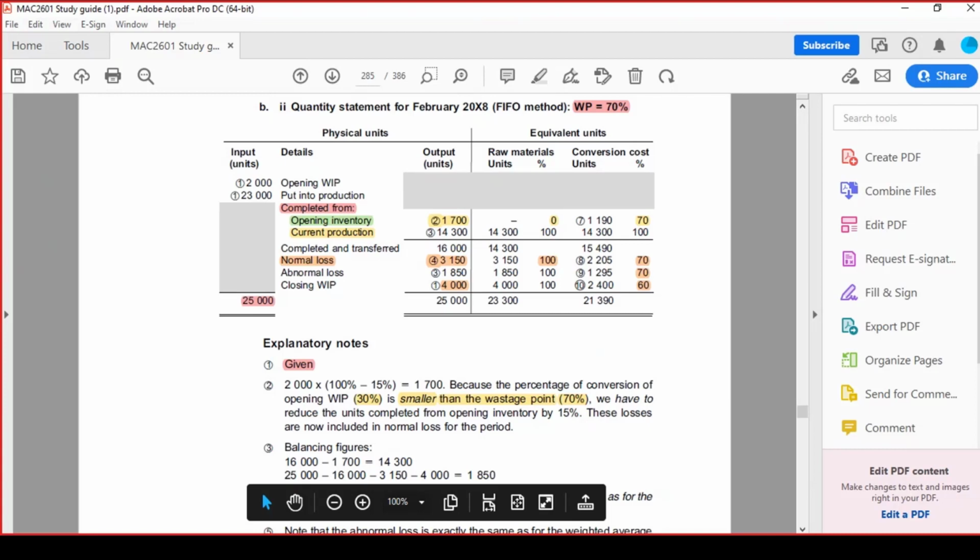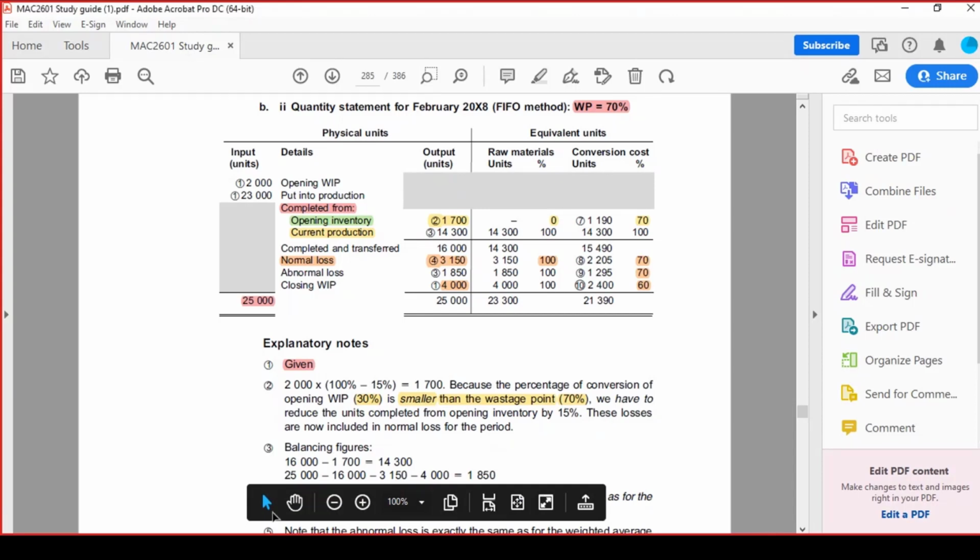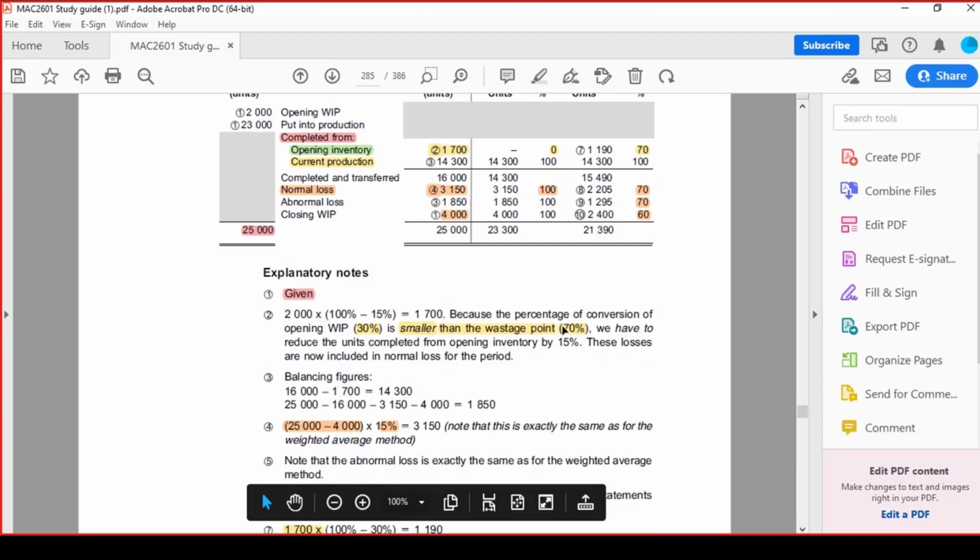Any questions on what we just covered? Yes, Lina. On the conversion cost, are we always using the percentage of the wastage point on the normal and abnormal loss? Yes, because that's when this loss will be incurred. So yes, both. Oh, so it's always the percentage on the wastage point. Oh, okay. Oh, I wish I didn't submit the assignment. I did it wrong. Okay, yes, all right, thank you.